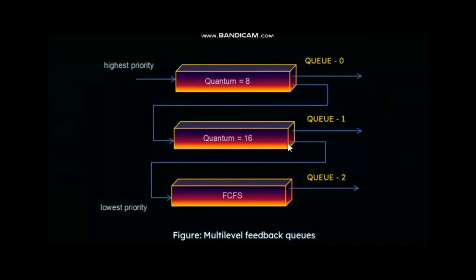So in this multi-level feedback queue scheduling, first of all, the processes in Q0 will be allowed to execute. The first process at the head of the queue will get the CPU and will be allowed to execute for a time quantum of 8 milliseconds. If that process completes its execution within 8 milliseconds, then it's good. But if the process does not complete its execution within the time quantum of 8 milliseconds, then it will be moved from Q0 to the tail of Q1.